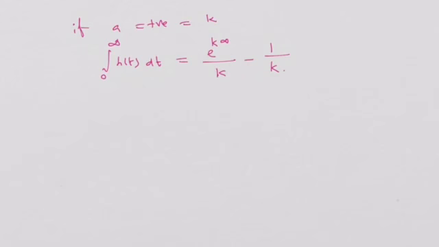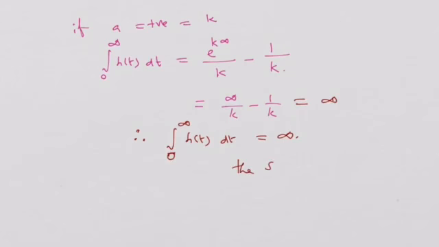Now you can find out that this is equal to e power infinity, which is infinity by k minus 1 by k. Once you find that this contains infinity by k, it will become infinity. Infinity minus anything is infinity. So the integral from 0 to infinity of h of t dt is equal to infinity, and the causal system will become unstable.